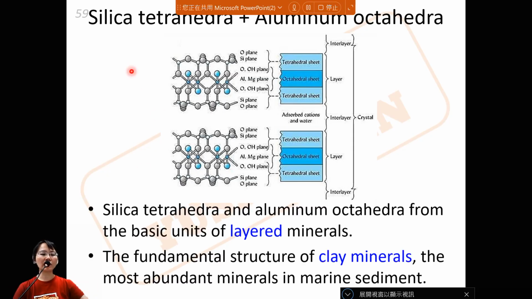The nature of clay mineral is that silica tetrahedra and aluminum octahedra form the basic units of layered mineral. Usually, if you see some textbook, they will just show you this: octahedral sheet, tetrahedral sheet. In reality, they are like this. The fundamental structure of clay minerals, the most abundant mineral in marine sediment.